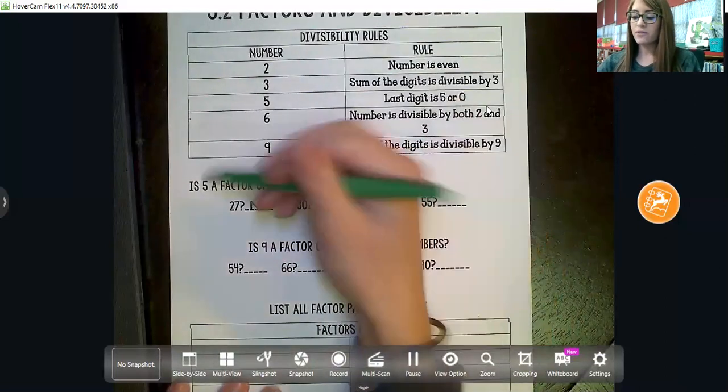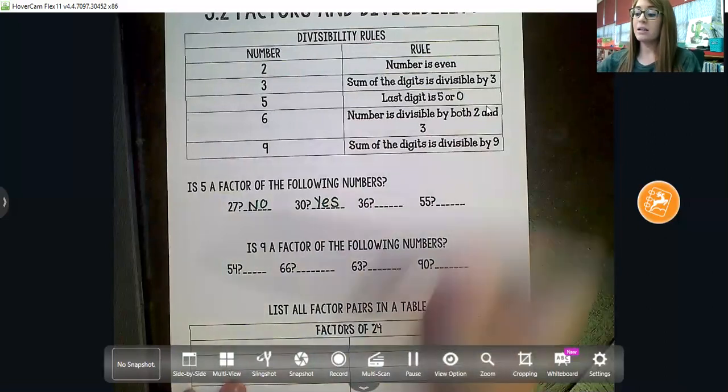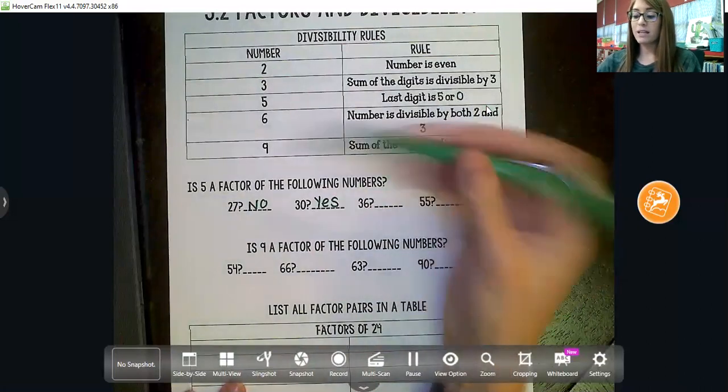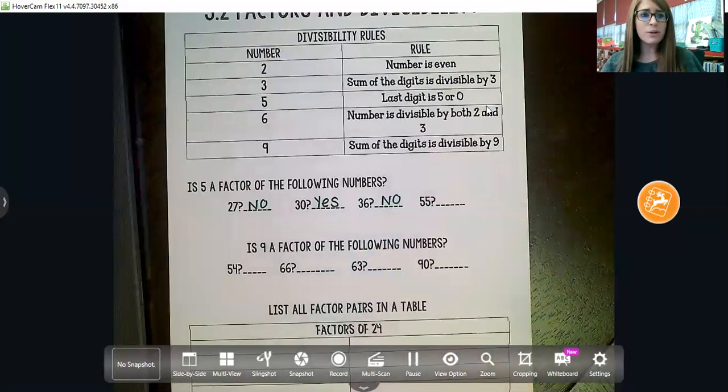What about 36? Is 5 a factor of 36? No. Why not? Exactly, because 6 is not a 5 or a 0, which means that 5 will not go into it evenly. Will 5 go into it? Yes, but it'll have a remainder. We don't want remainders when we're talking about factors and divisibility, okay? This is going into something evenly.